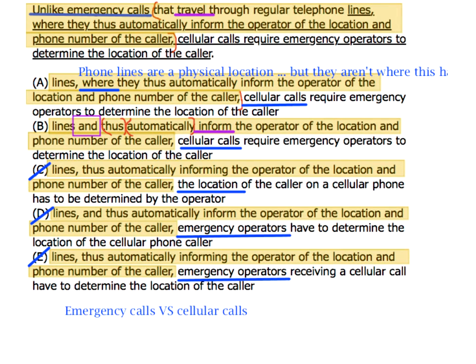And because they travel through regular phone lines, they're automatic. Like, you can trace them. So this is the reason for that. It makes sense to use thus here, and not where. So we want B-boy. All right.